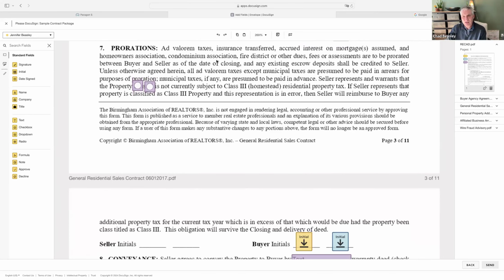Prorations. This just talks about prorating things like HOA dues and property taxes, which the buyer and seller will split up based on the portion of the year that each has owned or is going to own the property. Some things are paid in arrears, some are paid in advance, and they'll just get prorated out at closing.